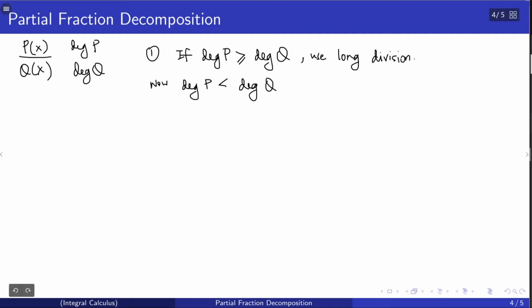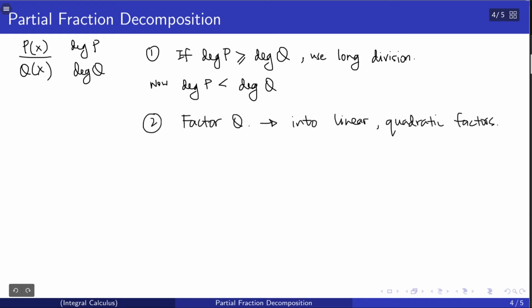Okay, so in this case, the next step is now to factor q. And we know that we will be able to factor q into a combination of linear factors and quadratic factors that are irreducible. Right? And irreducible simply means you can't factor it any further. Something like x² + 1. If it's x² − 1, then that still would be factorable into (x + 1)(x − 1).